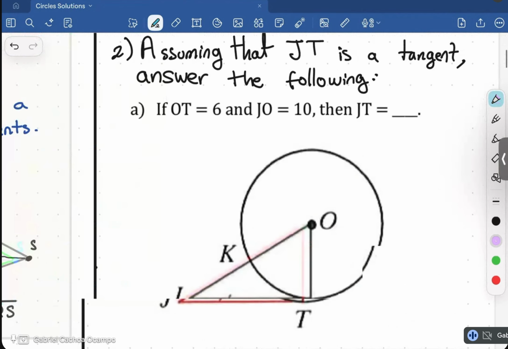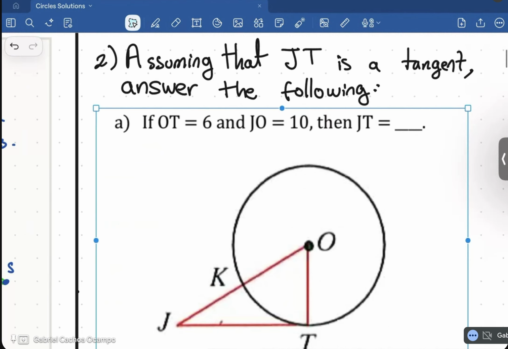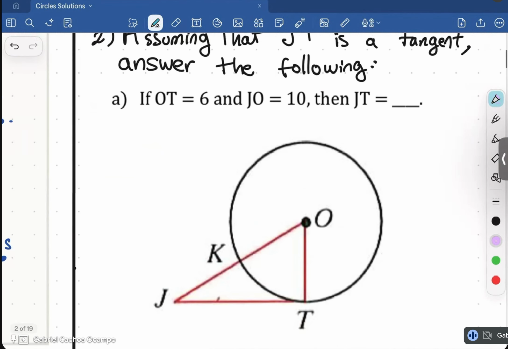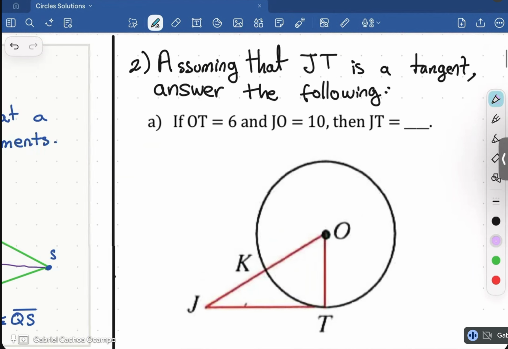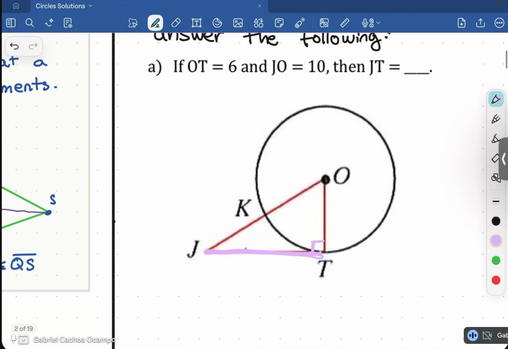Okay. Now, if we assume that I have a tangent, I need to answer the following. O sea, I know, the problem is telling me that this is a tangent line. If this is a tangent line, that means that the tangent and the radius make a 90 degree angle. O sea, what type of triangle do I have? I have a right triangle.